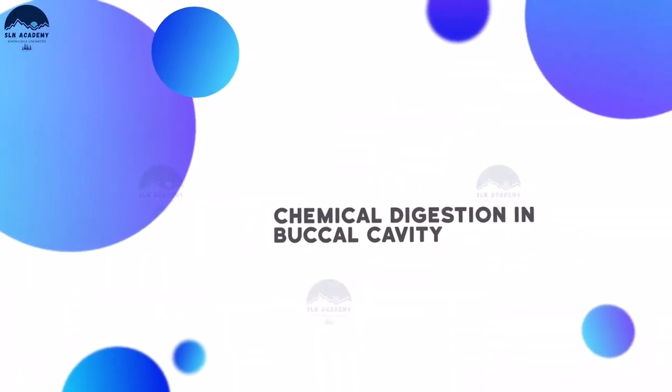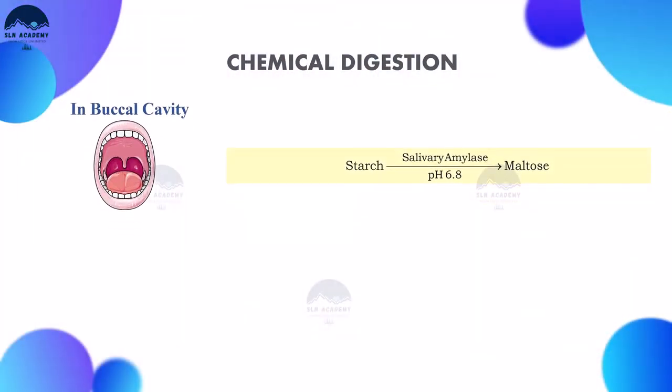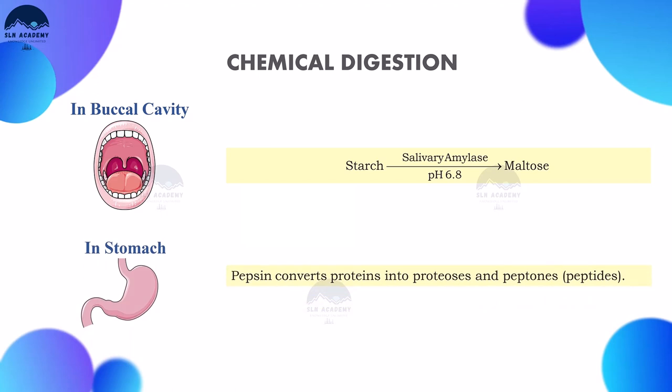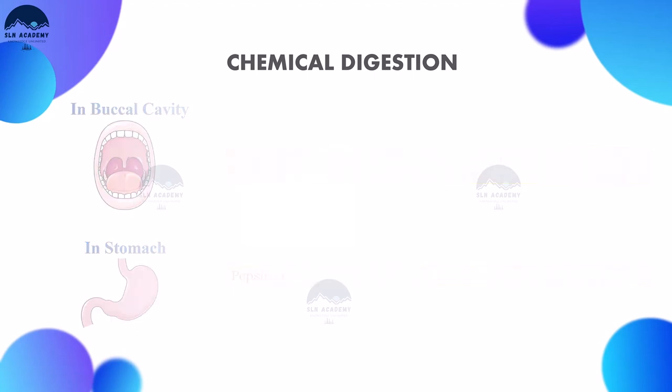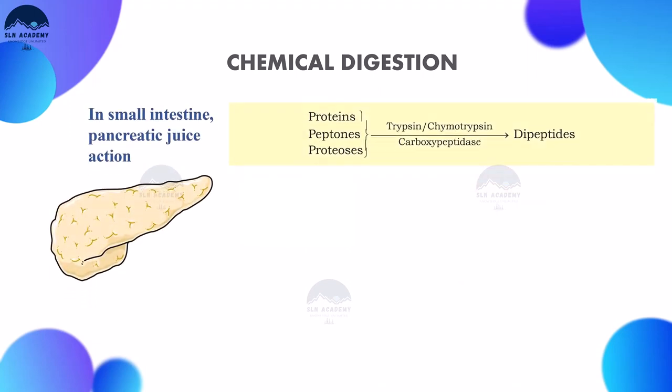Chemical digestion. Chemical digestion in buccal cavity, where starch is converted into maltose with the help of salivary amylase. Chemical digestion in stomach. Pepsin converts proteins into proteoses and peptones. Chemical digestion in intestine with the help of pancreatic juice, where proteins, peptones, and proteoses are converted to dipeptides.